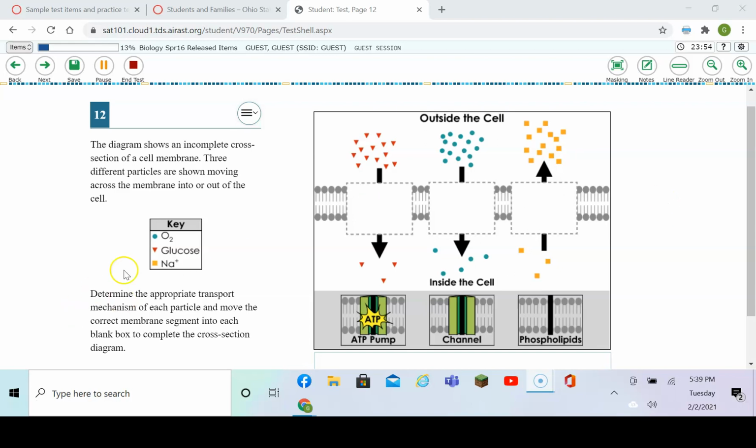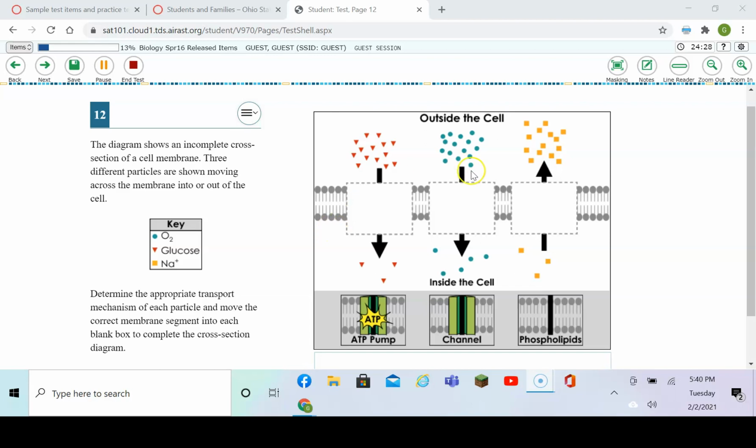So here's our case. The little blue circles are oxygen. The red triangles are glucose, and the squares are sodiums. Determine the appropriate transport mechanism of each particle to move the correct membrane segment into each blank box to complete the cross-section diagram. So here's our blank boxes. So we have the cell membrane. Remember, phospholipid, double layer? Now, we know things get into the cell by passive and active transport.